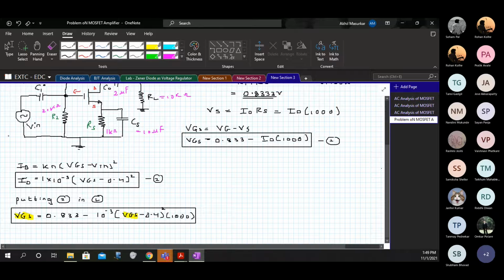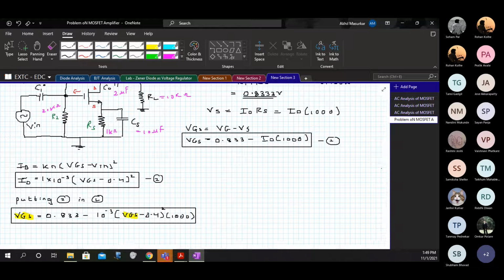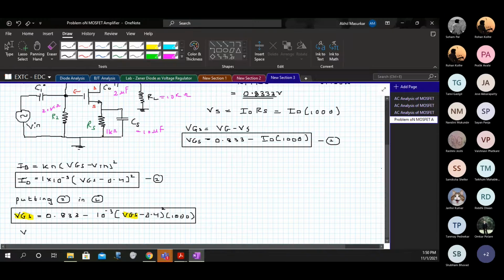Oh Pratik, very good. You have immediately calculated. Very nice. And your values are absolutely correct. So Pratik has already calculated.